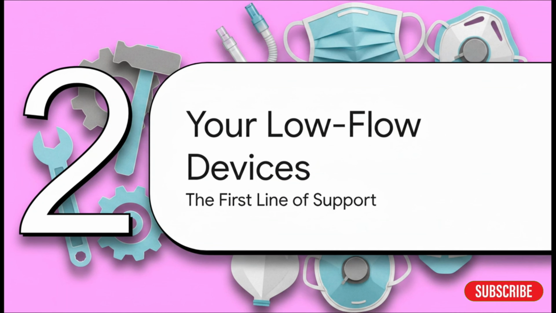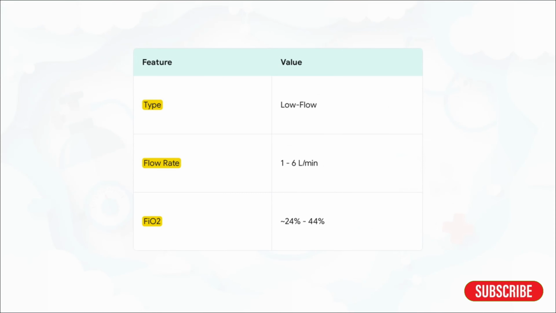Okay, let's pop open the toolkit, shall we? We're going to start with what we call the low-flow devices. These are the ones you'll see everywhere. They're the real workhorses of the hospital, and they're almost always the first line of support you're going to reach for. First up is the nasal cannula. This is the absolute bread and butter of oxygen delivery. It's perfect for those patients with just mild hypoxia, the ones who just need a little bit of a boost.